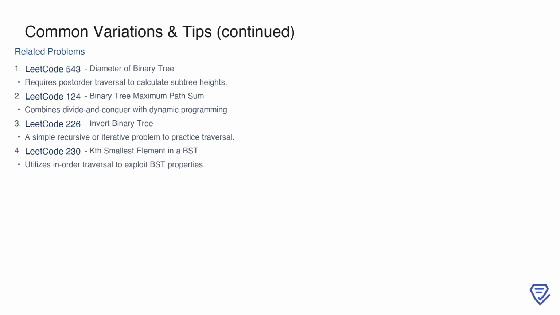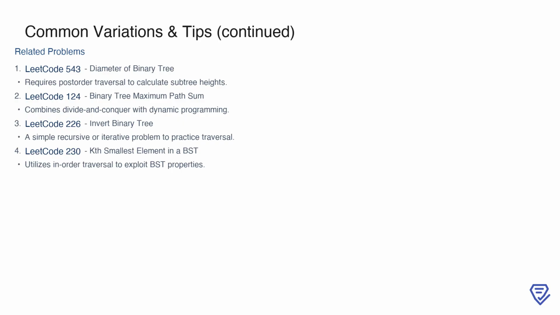To deepen your understanding, it's helpful to explore related problems that emphasize different aspects of tree algorithms. For example, LeetCode 543, Diameter of Binary Tree, uses post-order traversal to calculate subtree heights, which is a similar concept to finding leaves in a bottom-up manner. LeetCode 124, Binary Tree Maximum Path Sum, combines divide and conquer with dynamic programming, offering a great example of how these techniques can be used together.